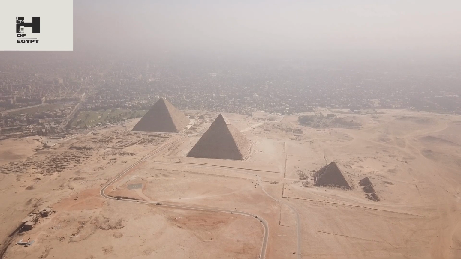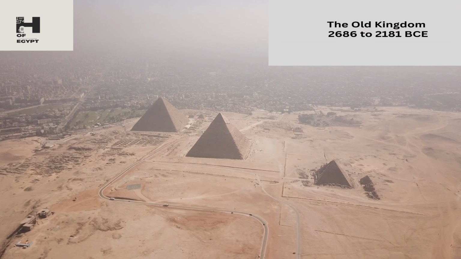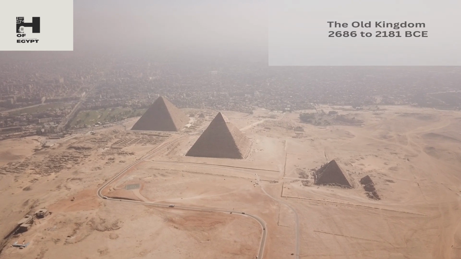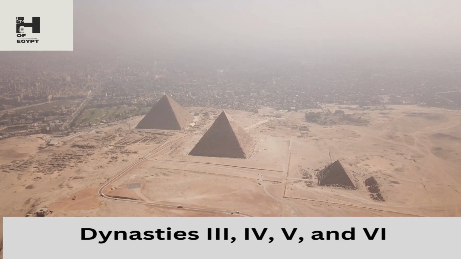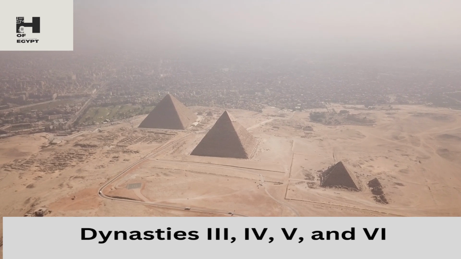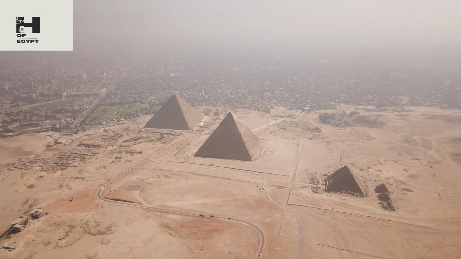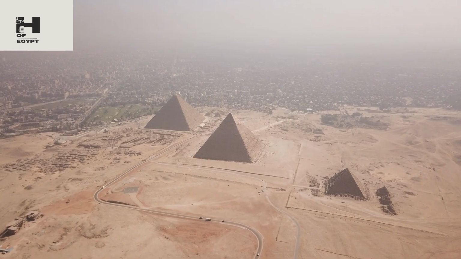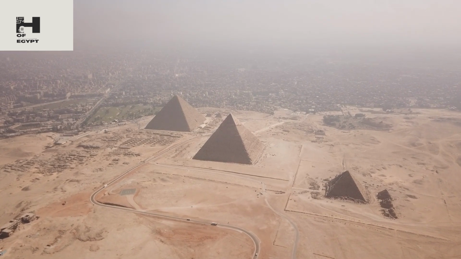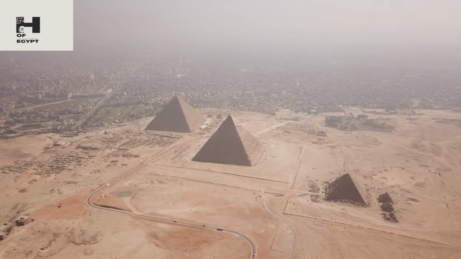The Old Kingdom lasted from around 2686 to 2181 BCE, encompassing the 3rd, 4th, 5th, and 6th dynasties. Researchers refer to this period as the Age of the Pyramids due to the significant pyramid construction during this time, especially in the 3rd and 4th dynasties.